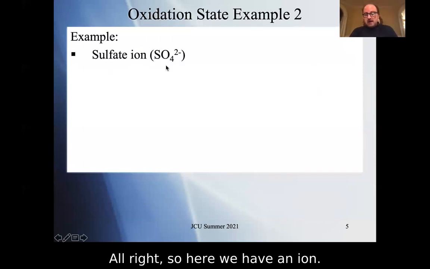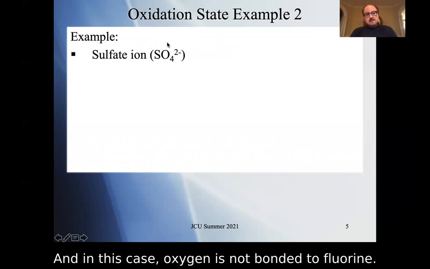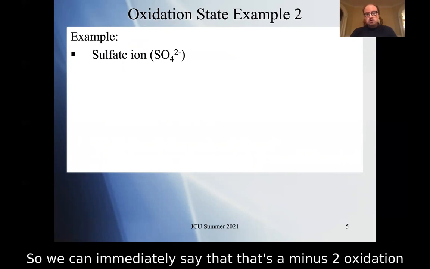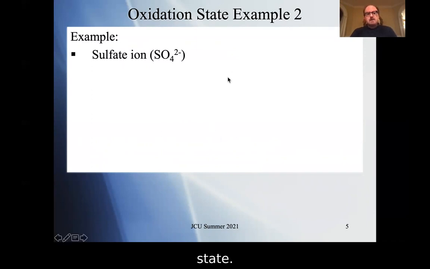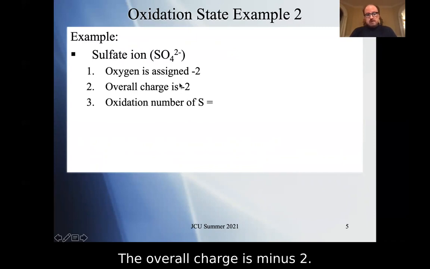All right, so here we have an ion. This is the sulfate ion, 2-. Again, 2 elements. Sulfur is not one that's on our list, but oxygen is. And in this case, oxygen is not bonded to fluorine. It's not in a peroxide. So we can immediately say that that's a -2 oxidation state. So we have that. The overall charge is -2.